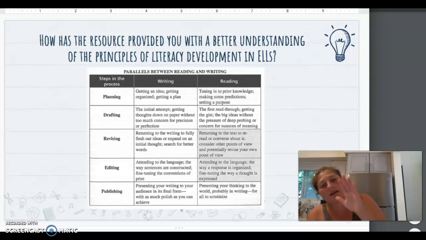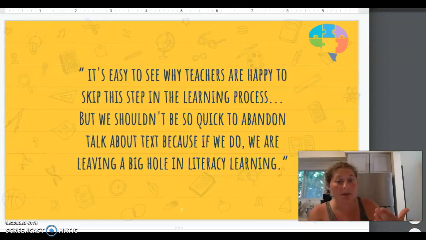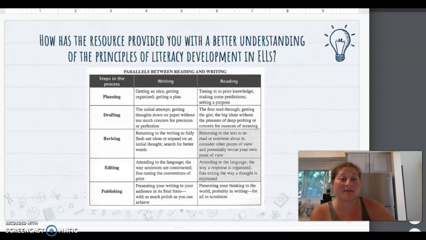Now, part of this big hole leads into my second challenge here, and it was that oftentimes in writing we keep all 5 of these steps, but in reading we miss out on the revising and editing steps, which relate back to this quote, because those are the talking about the text steps. That is the hole that they are referencing.